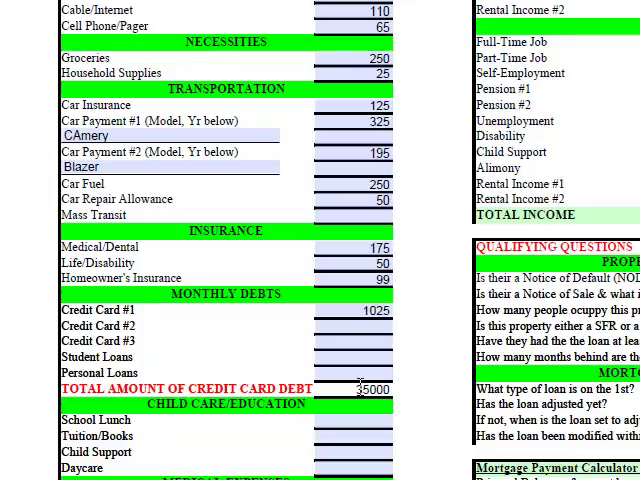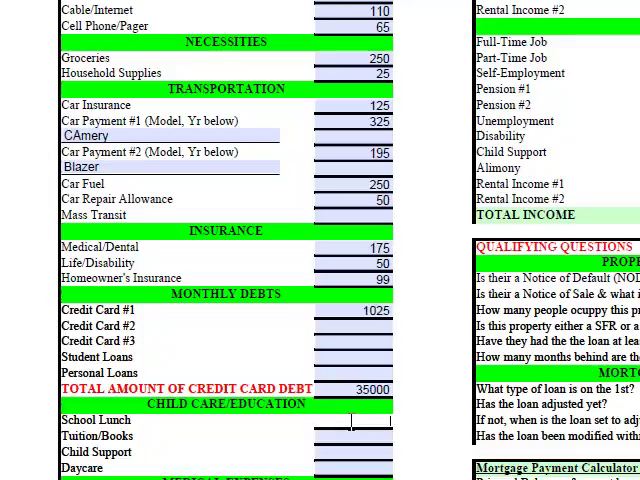So what I'm going to do is I put under card number 1, $1,025, and the total amount of credit card debt as $35,000. Make sure you implement the total amount of credit card debt. It's very important that you do so.